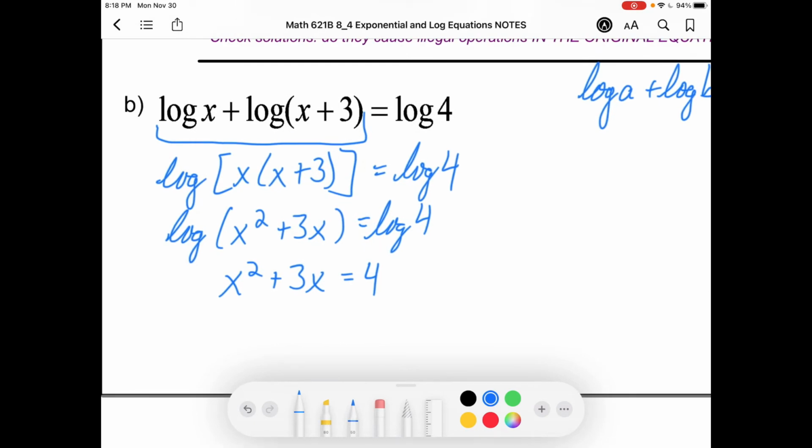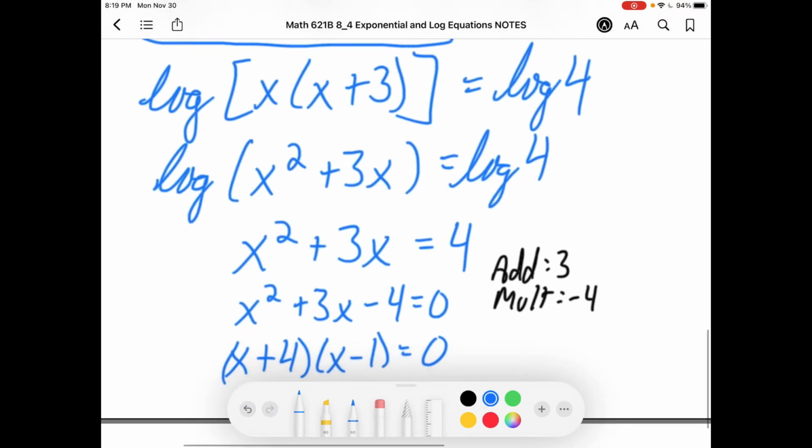So remember, the technique for a quadratic is to make one side 0. x squared plus 3x minus 4 equals 0. And then factor it. You're looking for numbers that add to 3, which is the middle, and multiply to negative 4, which is the end. This is a short trinomial. The numbers that do that are 4 and negative 1. So I can factor right away.